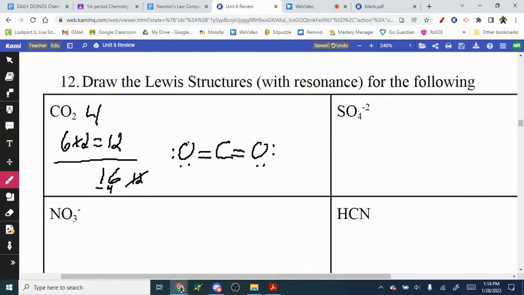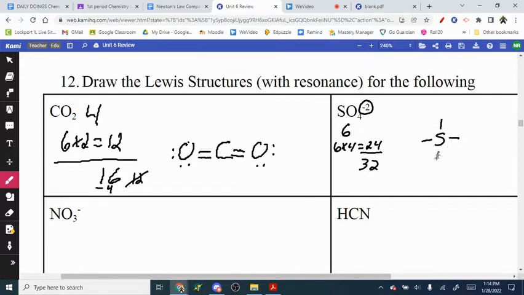All right, next, SO4 minus 2. So S has 6 valence electrons. O also has 6 valence electrons, but there are 4 of them. So that is 24 from oxygen. 24 plus 6 gives us a total of 30. And then we have a negative 2, which we have to add to it. So that's actually 32 valence electrons.